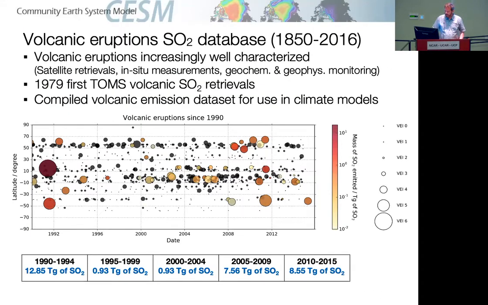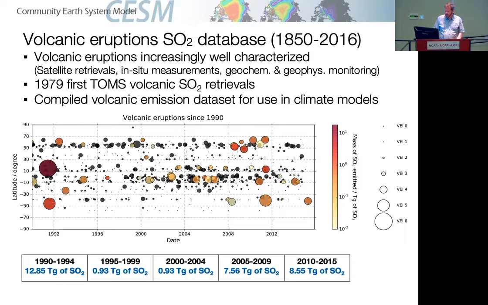And I mentioned the stratospheric aerosols, and some of those are affected by volcanic eruptions. So we have a database of volcanic eruptions from 1850 to 2016. Actually, now it extends further towards 2021 or 2022.